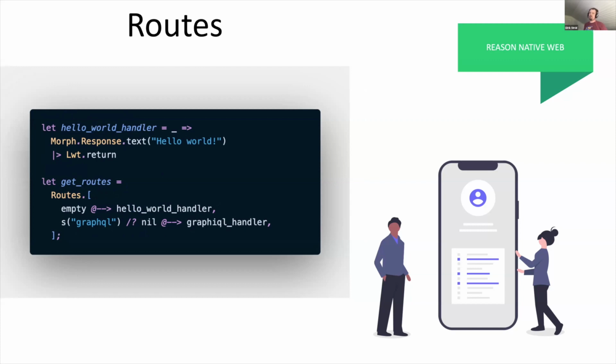And then we have the router, which obviously uses the routes library. So these things are routes. I will show more on this later, but basically this says that the string GraphQL and then nothing more should point to the GraphiQL handler. And if there's nothing or just a slash, we will do the hello world handler. And a handler in Morph is just a request to a response. And then we wrap it in an Lwt promise.